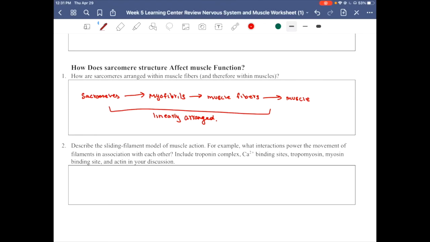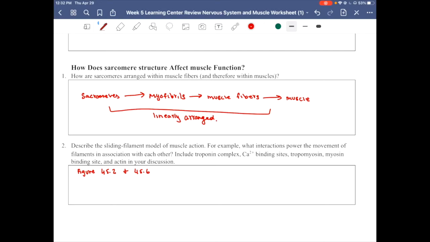All right, so the next question is going to be about the sliding filament theory. There's going to be a lot of content here. I'm going to try my best to be as clear as possible, but you can also refer to figures 45.2 and 45.6 in your textbook for more of a visual.